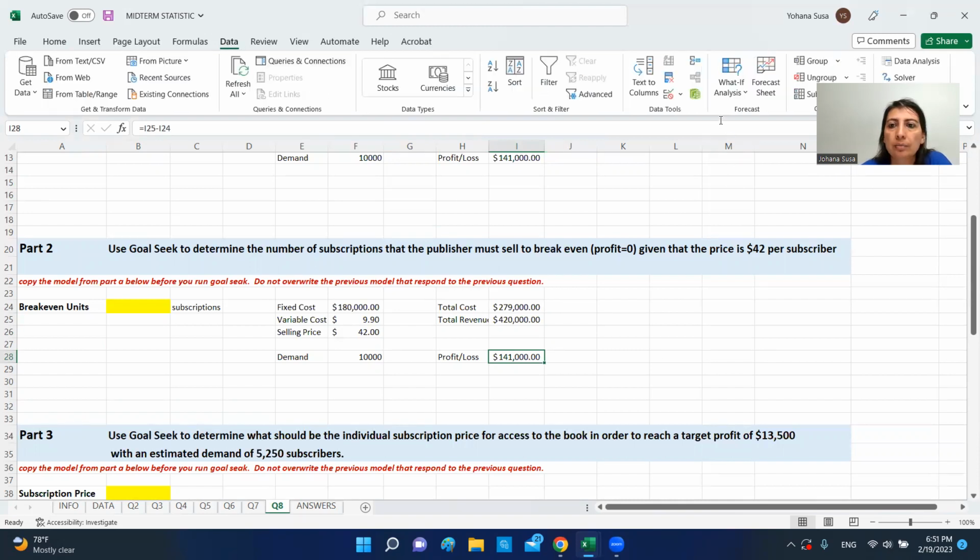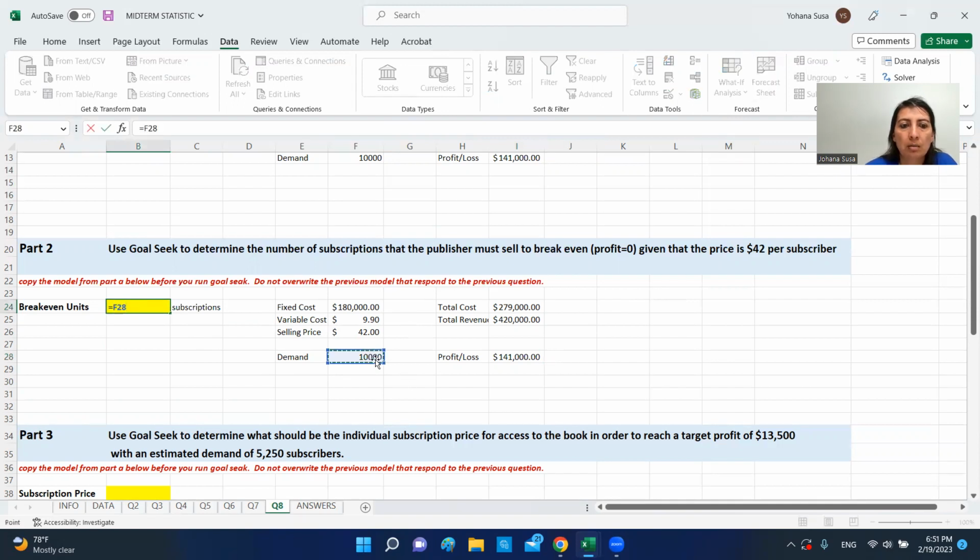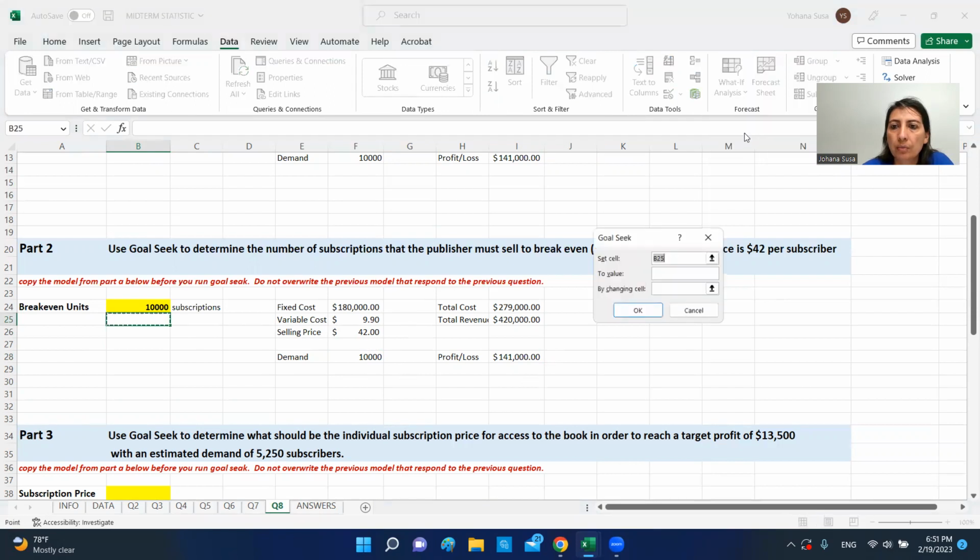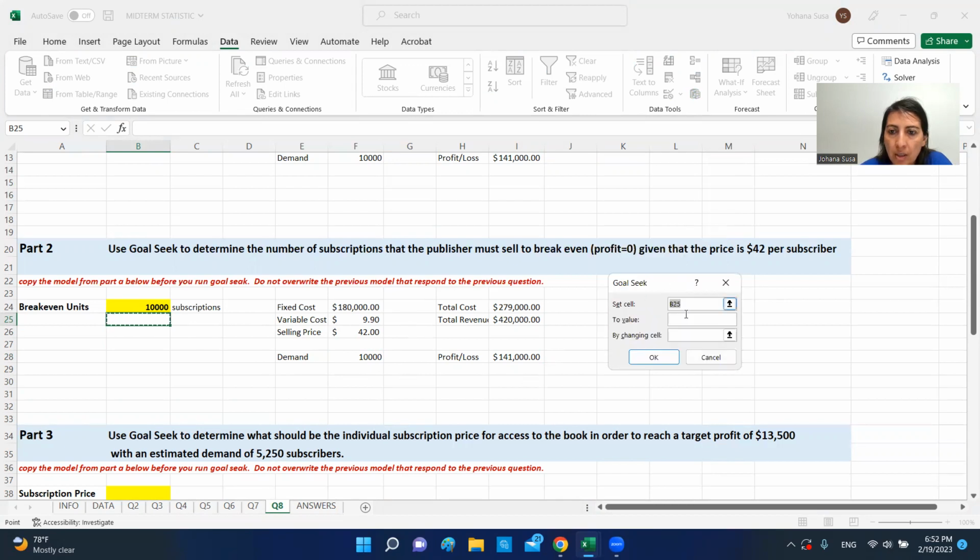Okay, so how do we do this? So we go to data. There's nothing we can change here. So our break-even units, this is going to be equal to the demand here. And we're going to get goal seek. We need to find out now what we're trying to find, that our profit is 0. So our profit is this cell, by changing the number of demand.